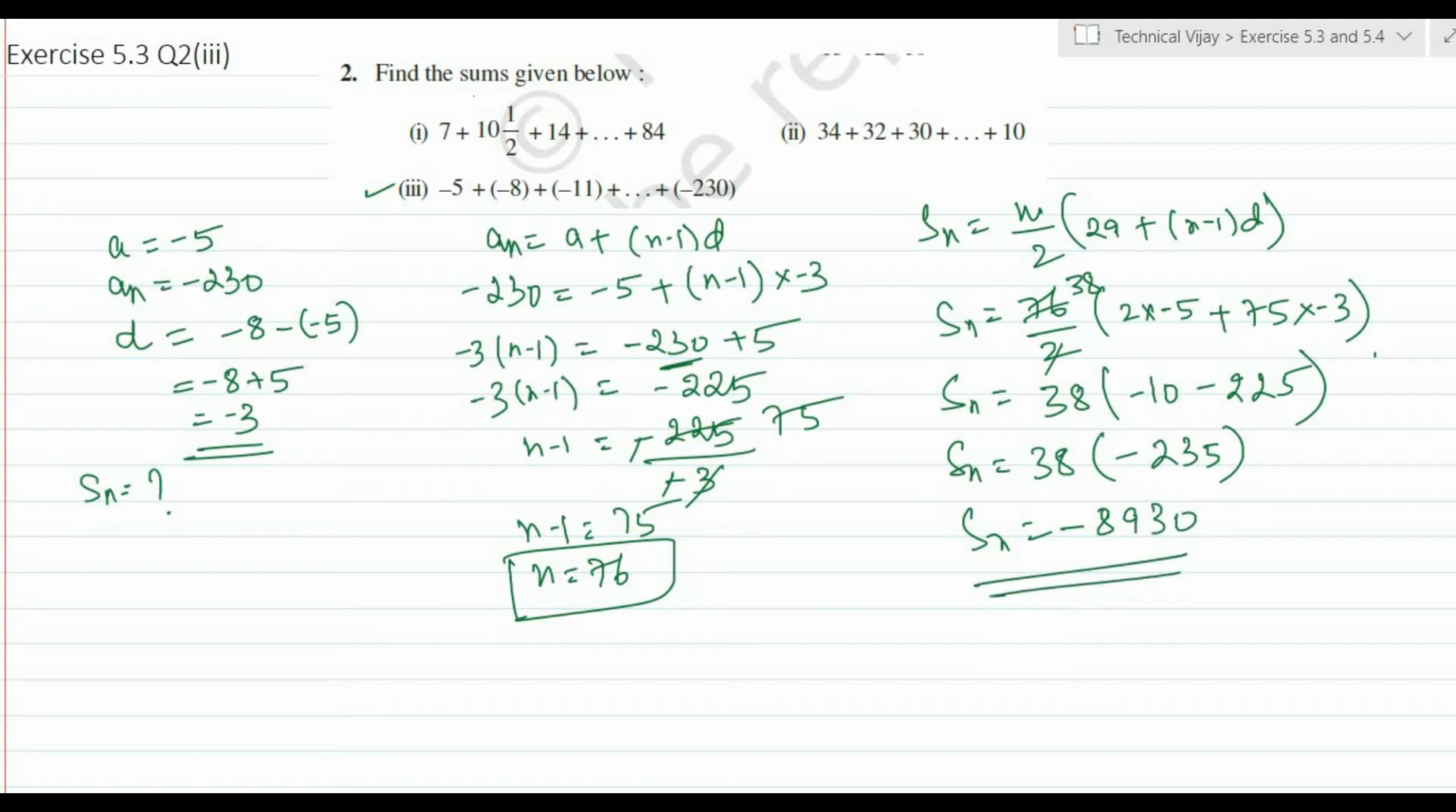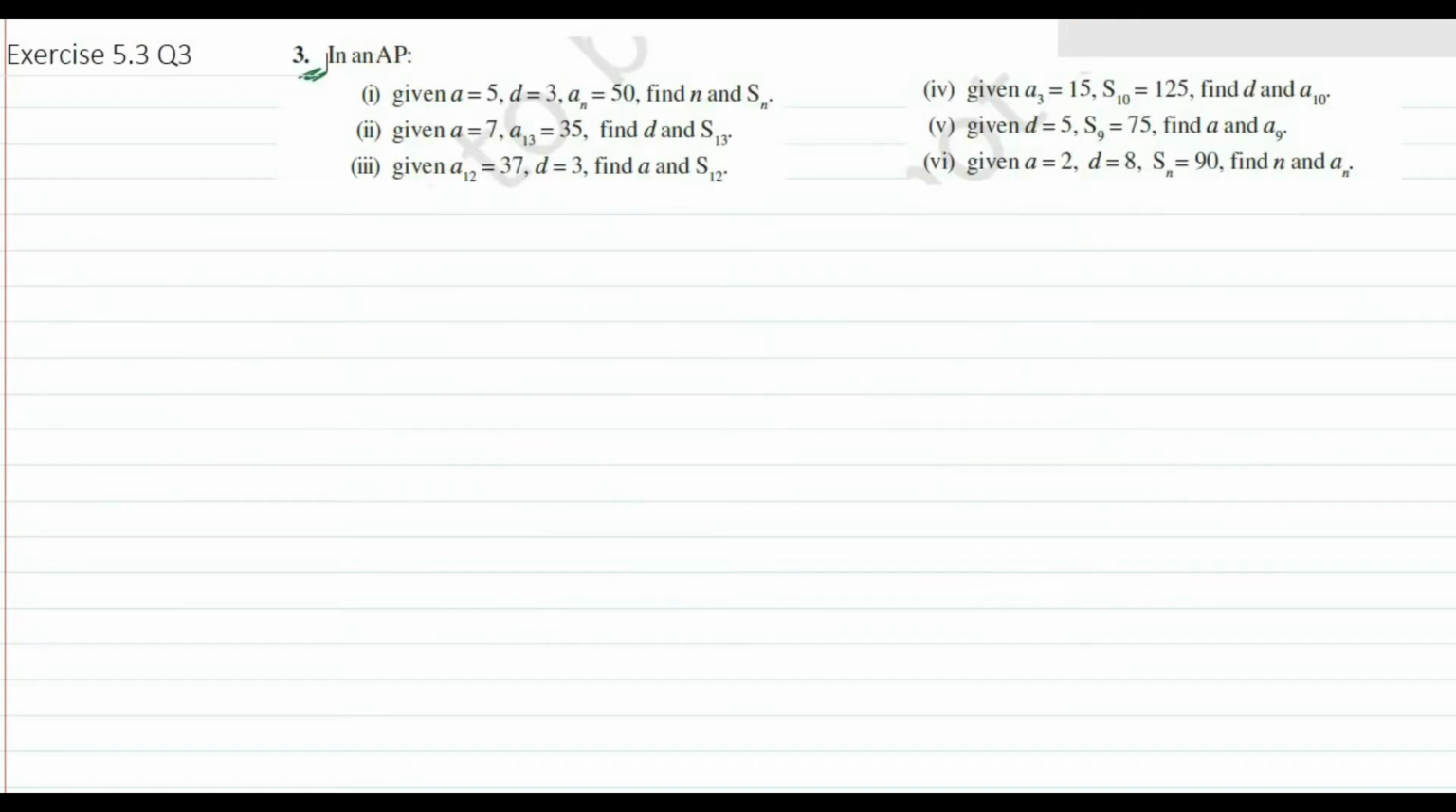So now we will go for the next question. This is exercise 5.3, question number 3. Given a is equal to 5, d equal to 3, an is equal to 50, find n and Sn. So for finding n, that is the number of terms, we have to use this formula, an is equal to a plus n minus 1 into d.